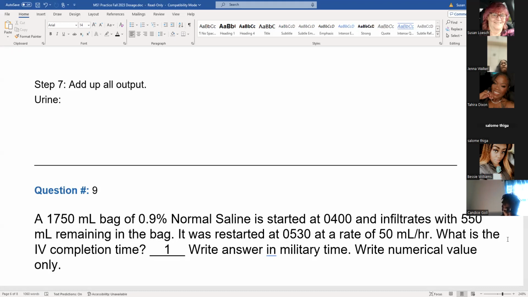Yes. I got 11. Okay, and if it was restarted at 5:30 a.m. and we added 12 hours, that would be 5:30 p.m. So if we subtract an hour, that would be 4:30 p.m., which in military time is what? 16:30, right? Yeah, 16:30.